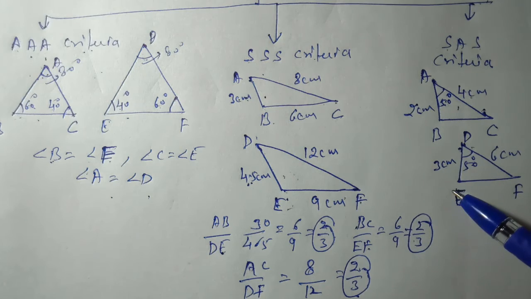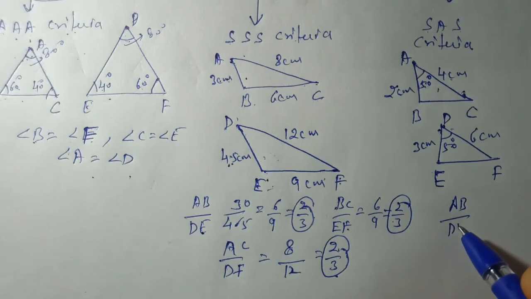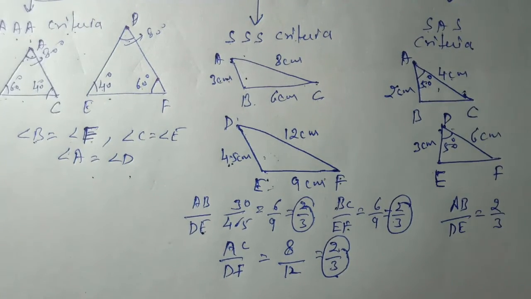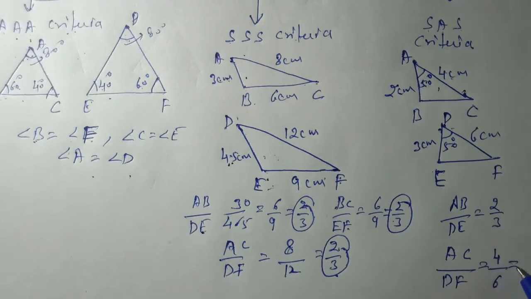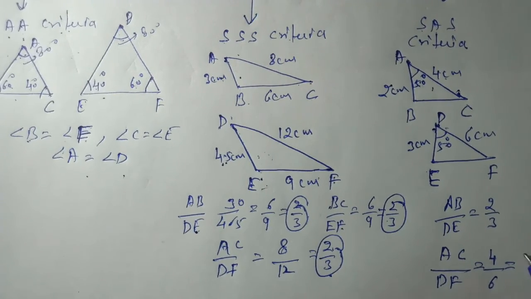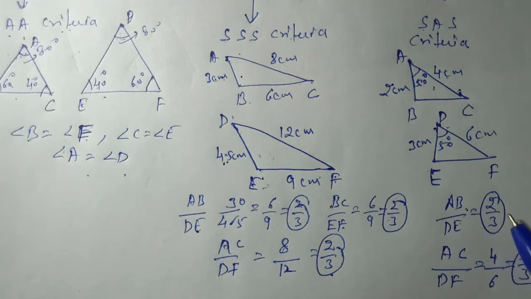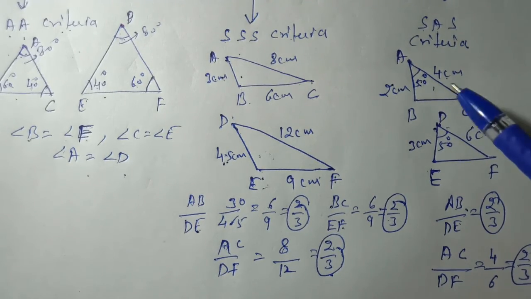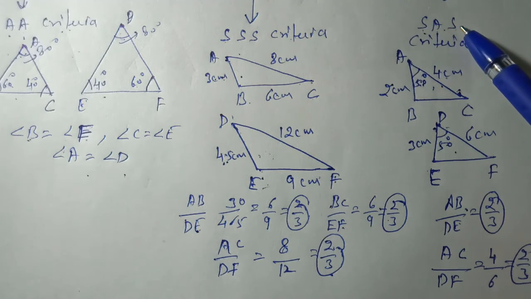If we take AB upon DE, here we have AB upon DE equal to 2 upon 3. Now let us check the ratio of another side, that is AC upon DF. It is equal to 4 upon 6 and after cancellation it will be equal to 2 upon 3. So both of them are in the same ratio, 2 by 3, and the angle between them is equal. So we will say these two triangles are similar on the basis of the criteria side, angle, side.